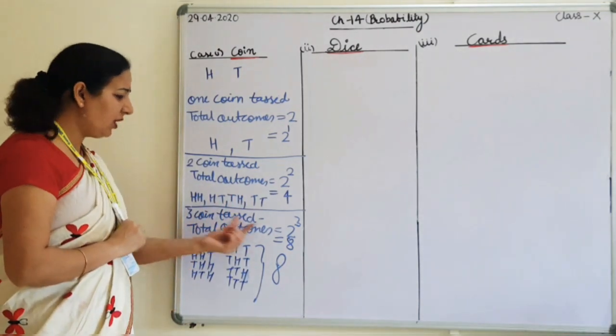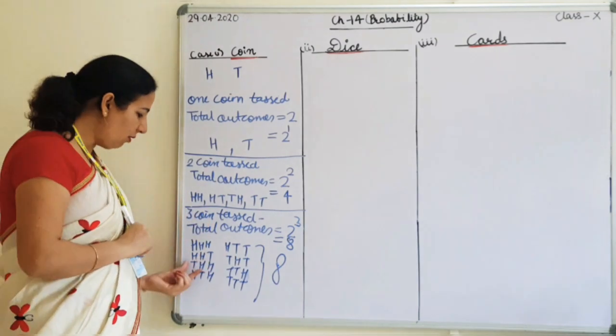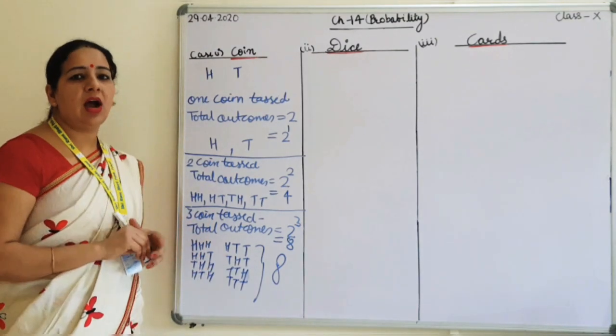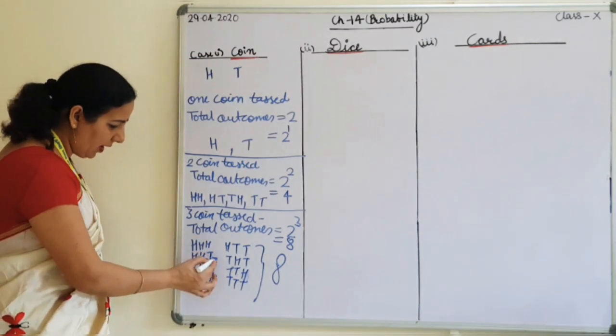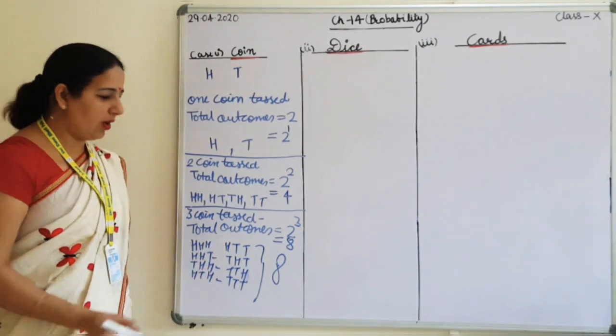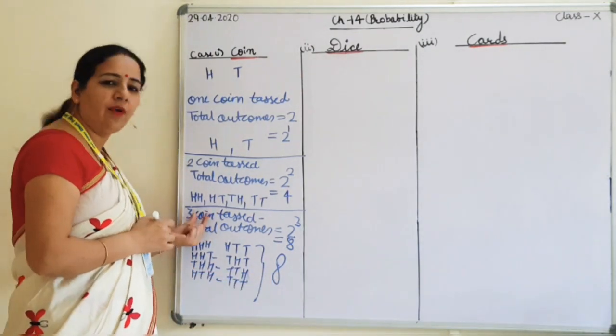Next, if 3 coins are tossed, then the total will always be 8. And if the question is exactly 2 heads, 2 heads means we are going to count just 2 heads: 1, 2 and 3. So it will be 3 upon 8. The denominator is always 8 in the case of 3 coins.